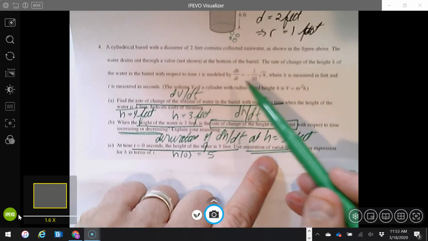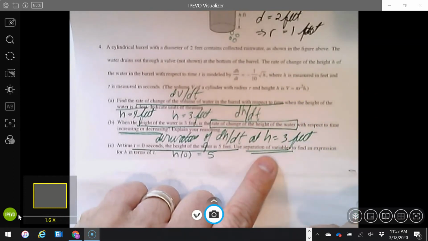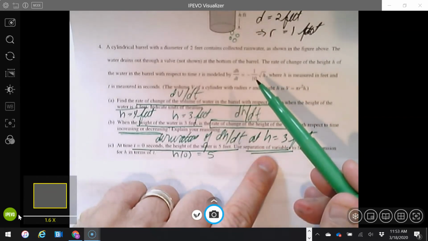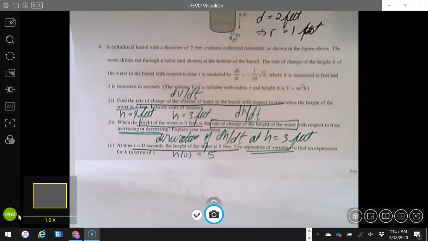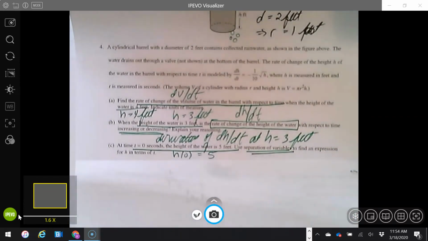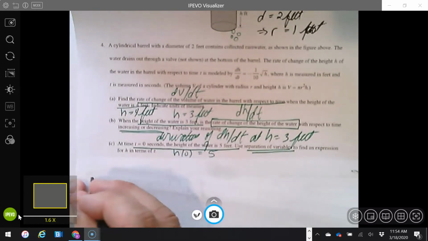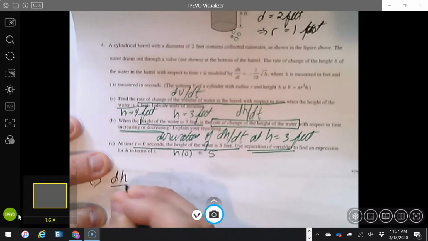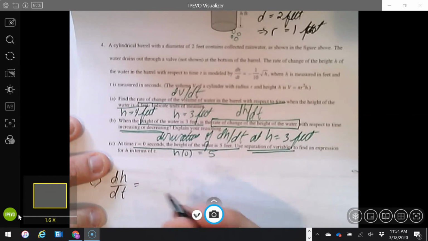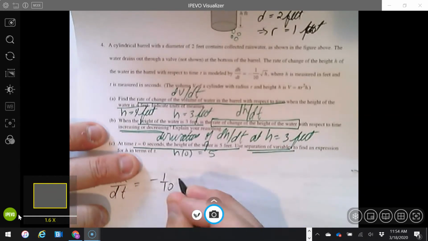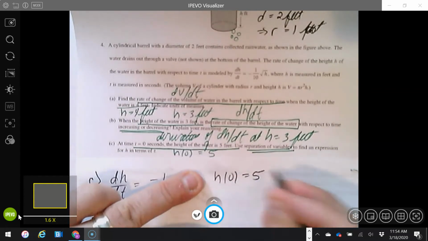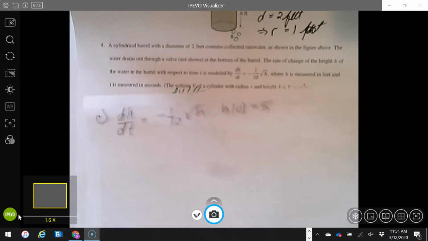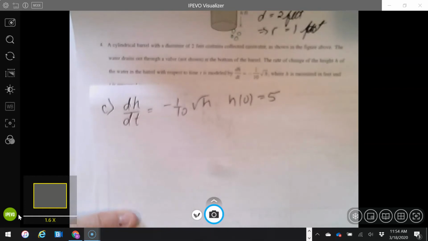We're going to separate the variables. We're going to solve that differential equation by integrating both sides, using the initial condition, and wrapping it up from there. So, here we go. Part C. We know that dh/dt is negative 1 over 10 times the square root of h. And we have an initial condition that h of 0 is equal to 5.